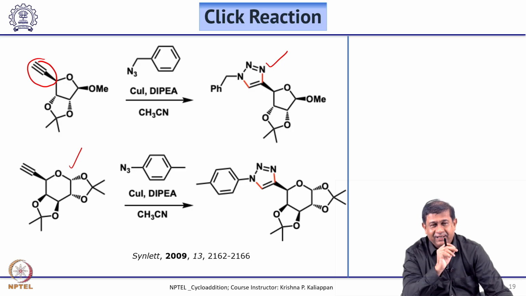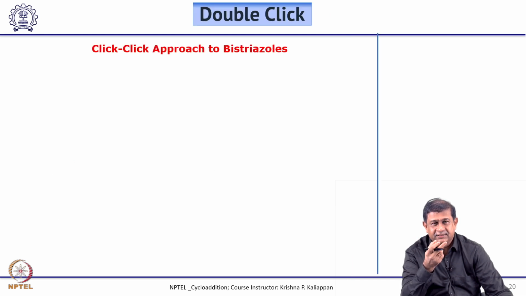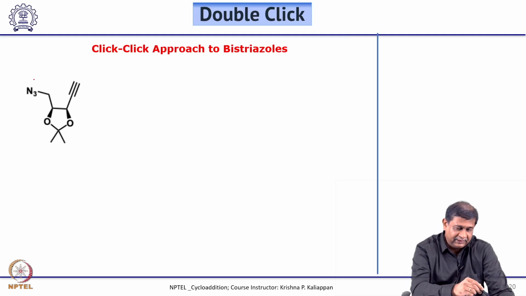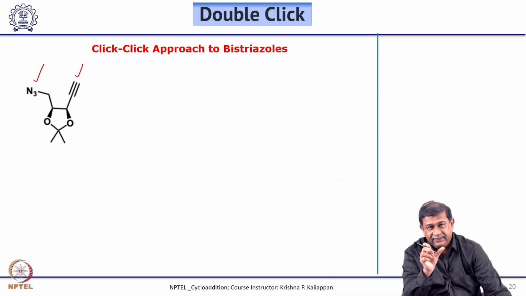Suppose you have a substrate already having an azide and alkyne. So, now can you think of doing a click, double click? So, that means, for example, in this case you have an azide and a triple bond. If you heat it under high temperature, there is a likely possibility that this can undergo an intramolecular 1,3-dipolar cycloaddition. But now between this triple bond and azide, we know that azide is more reactive.